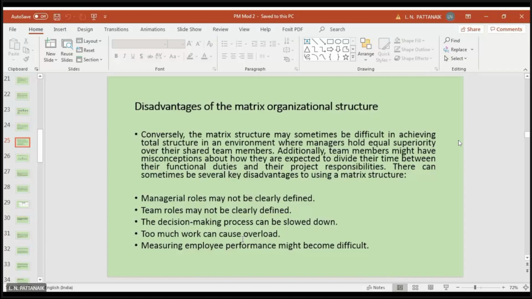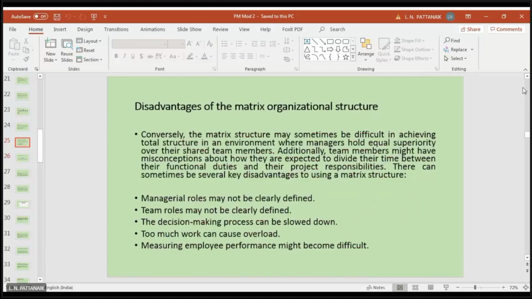Measuring employee performance might become difficult. Yes, this is also a byproduct of that. When you have two bosses, there may be some clever employees who will exploit it. They will say my first boss is giving me a lot of assignments so I am not doing yours, so he will take the excuse from the second boss. And the same thing you will apply to the first boss. So this is a situation where you cannot exactly judge the performance of a person, because he is taking orders from different sources. So these are some of the disadvantages of matrix organization.